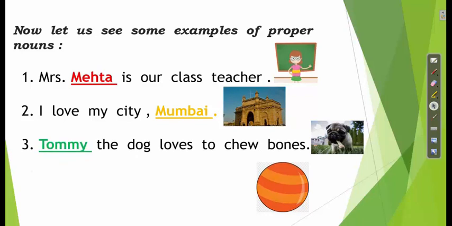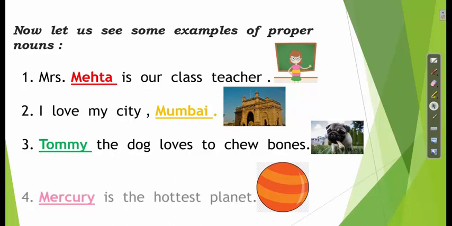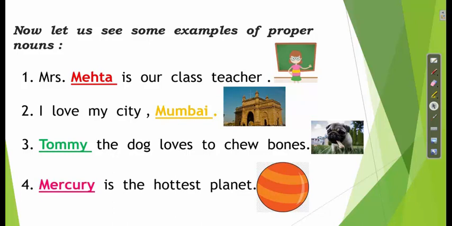Third, Tommy the dog loves to chew bones. Tommy is a proper noun as it is the name of a dog. Mercury is the hottest planet. Mercury becomes a proper noun as it tells the name of a planet. These were the examples of proper nouns. Now let's see the next one, that is common nouns.